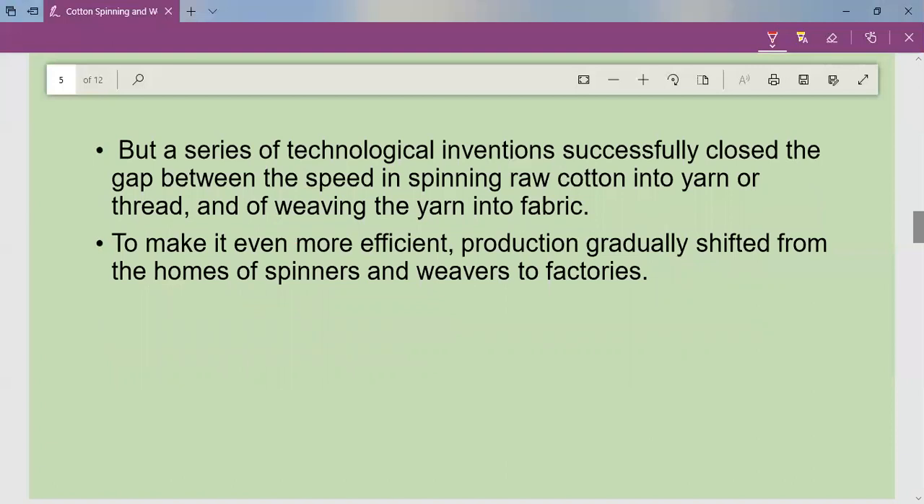But a lot of inventions took place as a result of the industrial revolution, and the time consumption got reduced. Within a shorter span of time, they were able to weave a lot of cloth. Spinning became very easy, and yarn production became very efficient. Gradually, spinning shifted from the home to the factories. Not only spinning, weaving too.